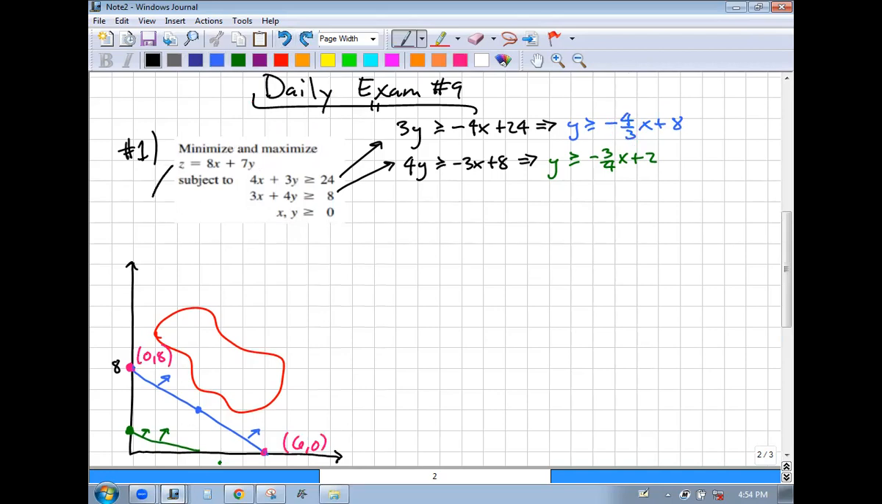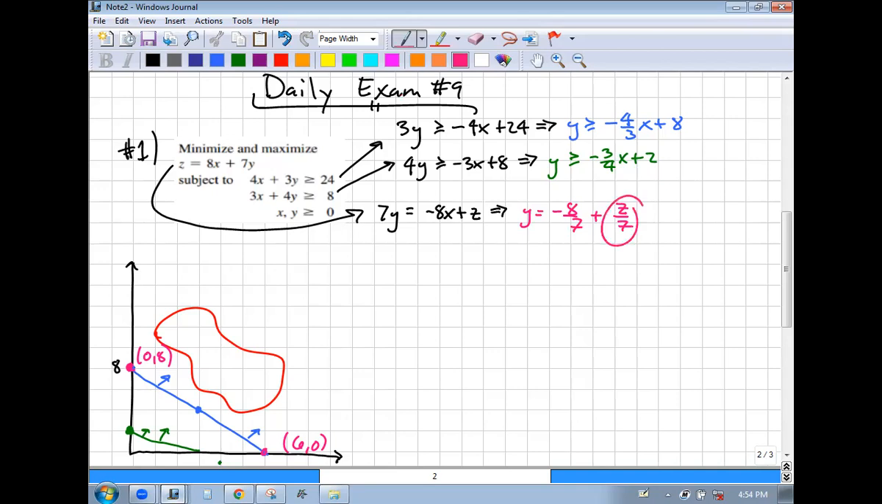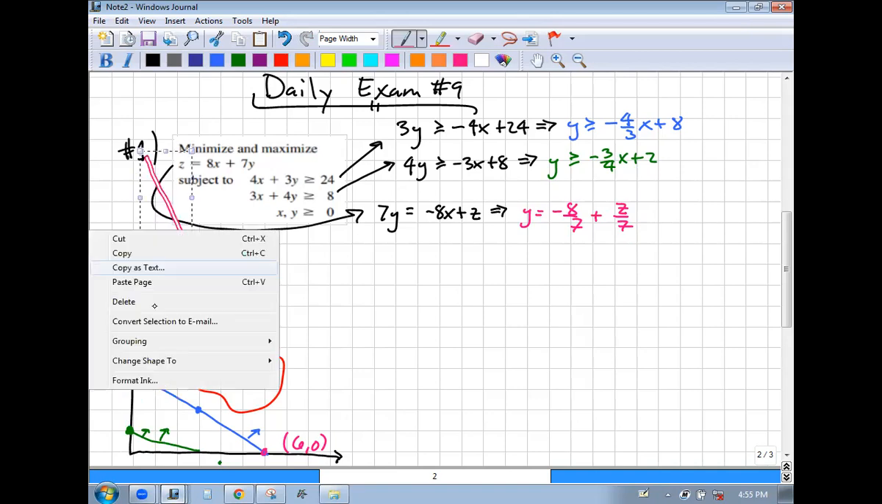Let's look at our z value here. If I get my y by itself, 7y equals -8x plus z. Y is -8/7 x plus z over 7. Make this pink. So the y-intercept depends on what z is, right? If I made z 7, that would be right here, 7. But the slope is a little bit bigger than -1. It's kind of like that. If I increase my z, I'm just going up or down. So go up high enough and it'll hit this point.